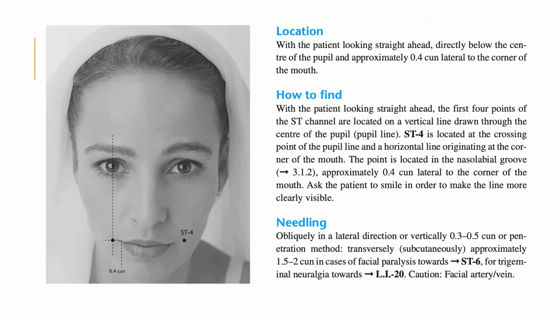Needling: obliquely in a lateral direction or vertical, 0.3 to 0.5 tune, or penetration method, transversely and subcutaneously, approximately 1.5 to 2 tune in case of facial paralysis towards stomach 6, for trigeminal neuralgia towards LI 20. Caution: the facial artery and vein.